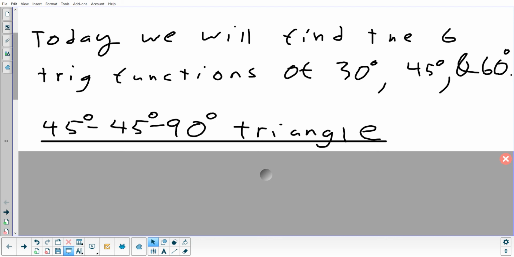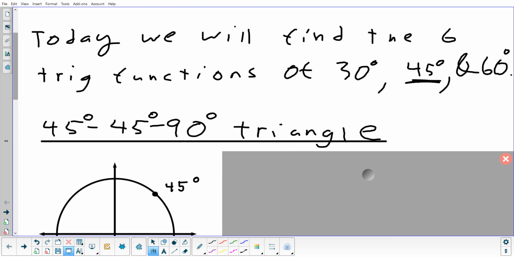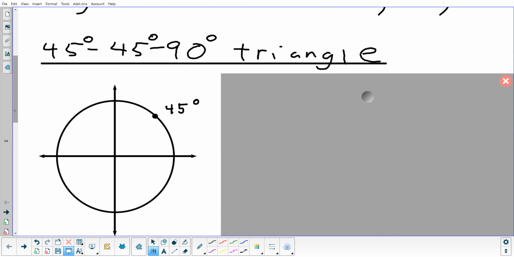So what we're going to do is start by looking at the case where you have a 45-degree angle. So here's my unit circle. We did 0, 90, 180 and 270. Those are the ones we did yesterday. Where's 45 degrees in relation to 0 and 90? Yeah, it's right in the middle.